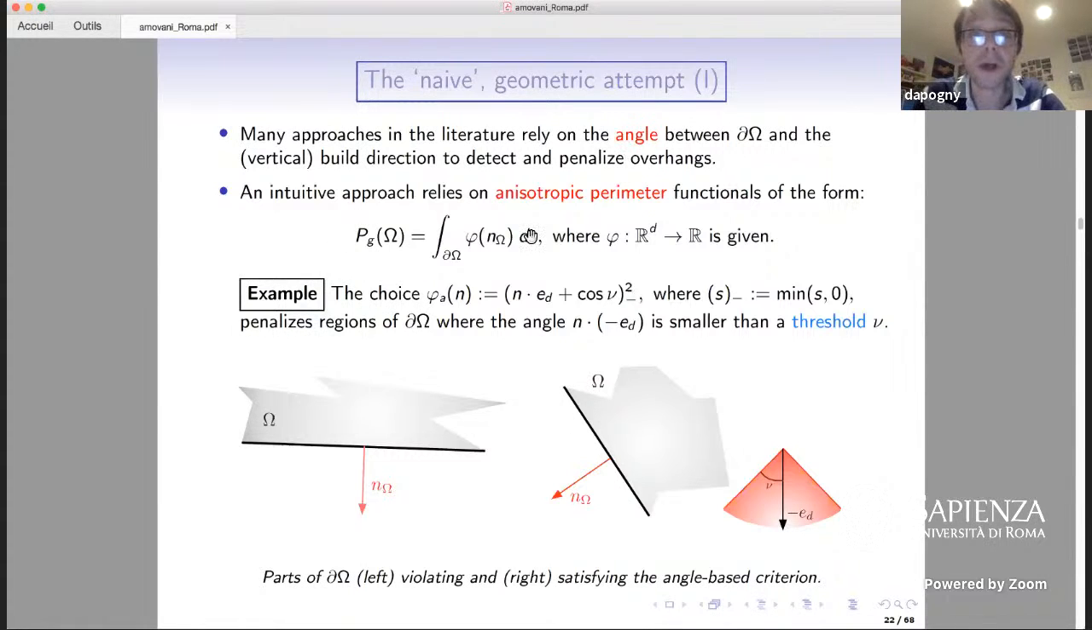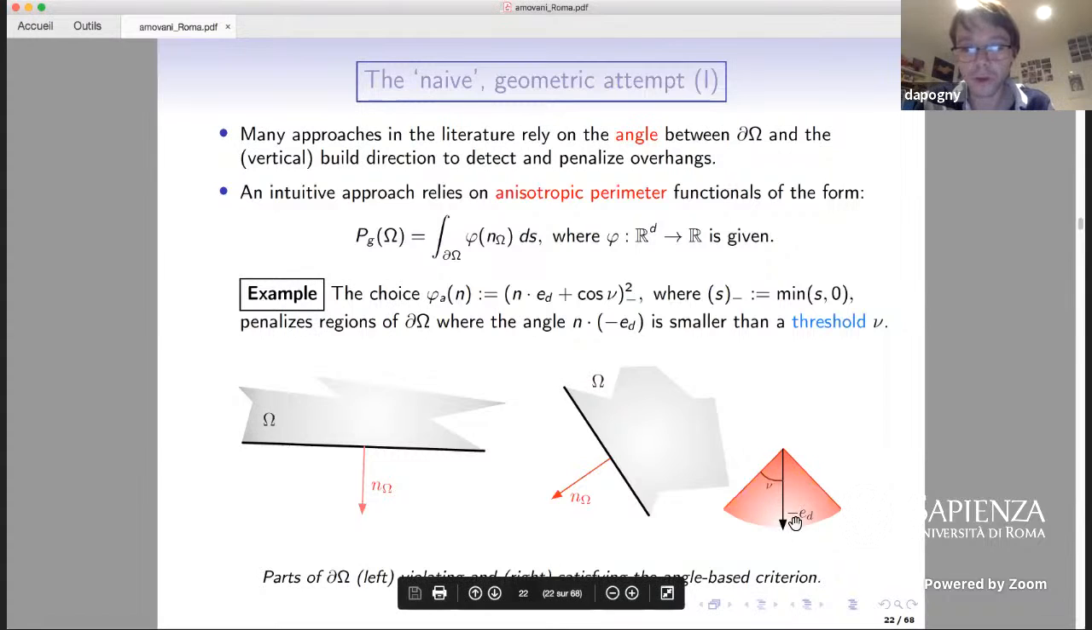For instance, we could rely on so-called anisotropic perimeter functionals, which are just functionals that read as integrals over the boundary of some function of the normal vector to the shape, this function being something that penalizes regions where the normal vector to the shape is close to the negative vertical direction. This would, for instance, account for a choice of a function phi like this. It would produce positive values when n is close to the negative vertical direction, up to some angle nu, which is here, and 0 elsewhere, just to penalize these regions. So this is a purely geometric functional.